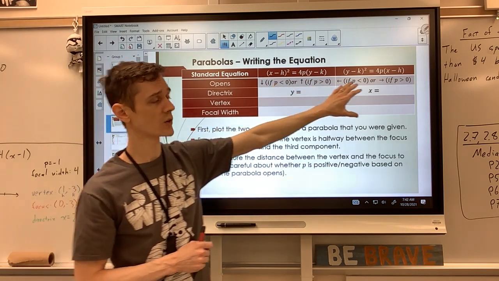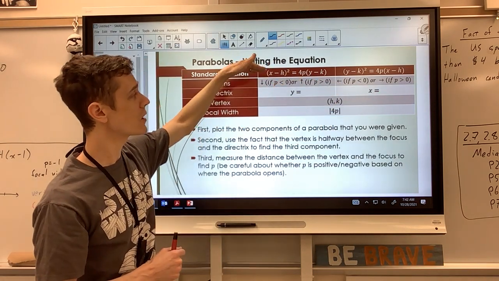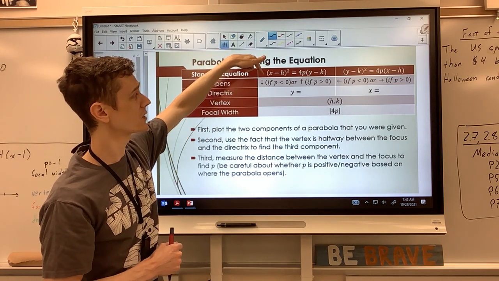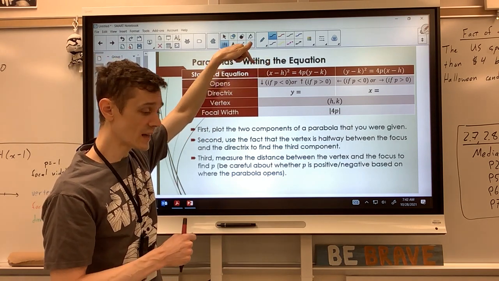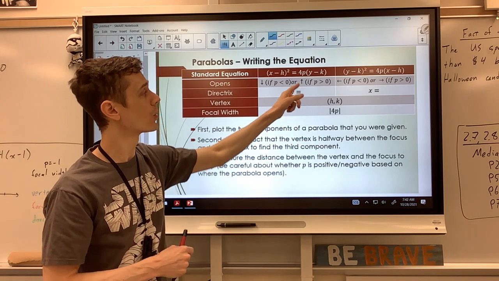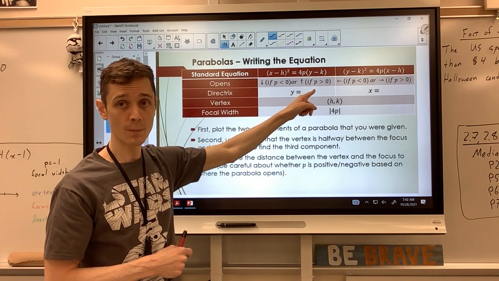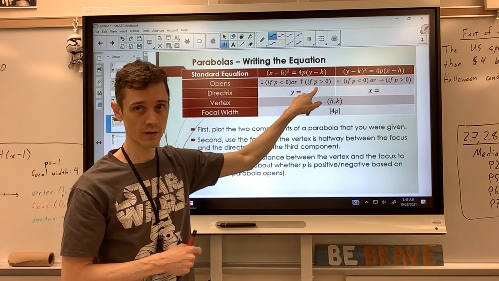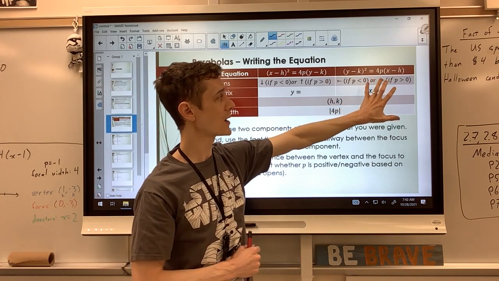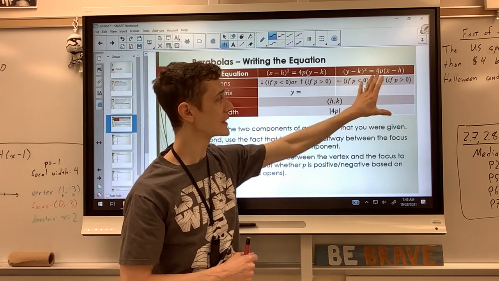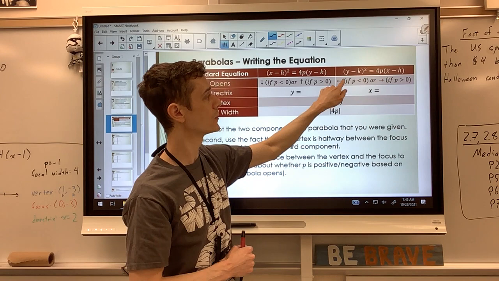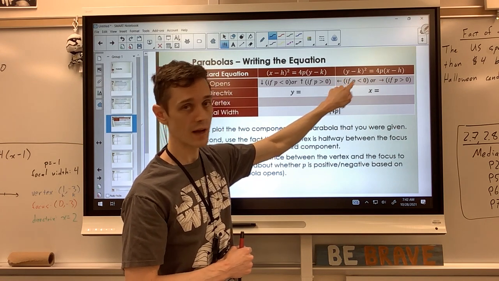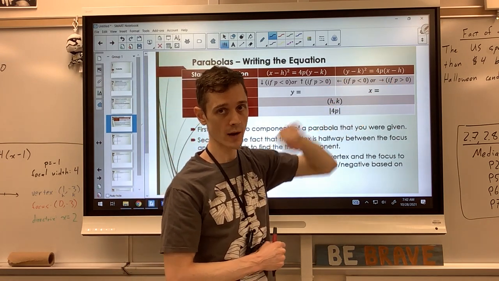And this depends on which direction the parabola is opening. So if we know that it's an up and down parabola, we focus on whether p is a negative number if it's opening down, or if it's opening up, it's going to be a positive number. That's what I mean by less than 0 or greater than 0. If we know it's a case where the parabola is opening to the left or right, so it's going in the x direction, then it'll be a negative number if it's opening to the left, and it'll be a positive number if it's opening to the right.